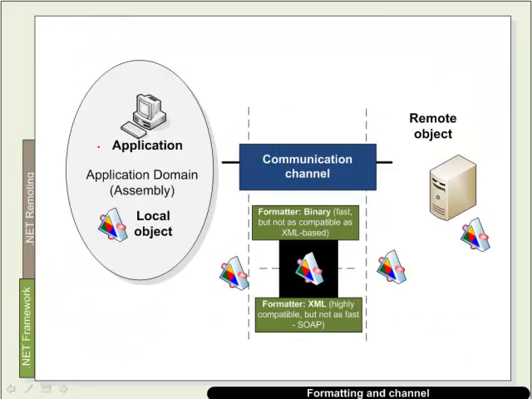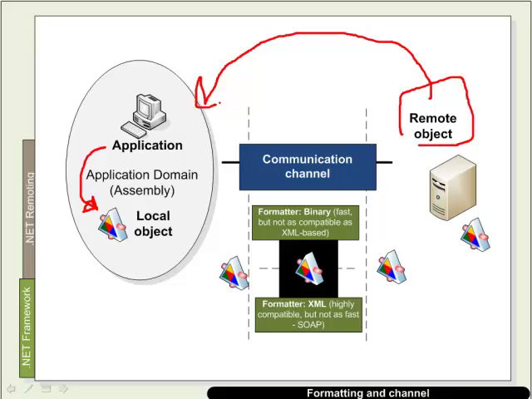So we can have local objects, and we've probably seen how we use these. We create class files and then we create new instances of our objects. For our remote object, we need to make sure that we understand the format of our remote object. So we have the concept of a communication channel over which we communicate, and then we can have different types of formatting depending on whether we need to be highly compatible using SOAP, or whether we need to be fairly fast and not necessarily compatible with a binary format.